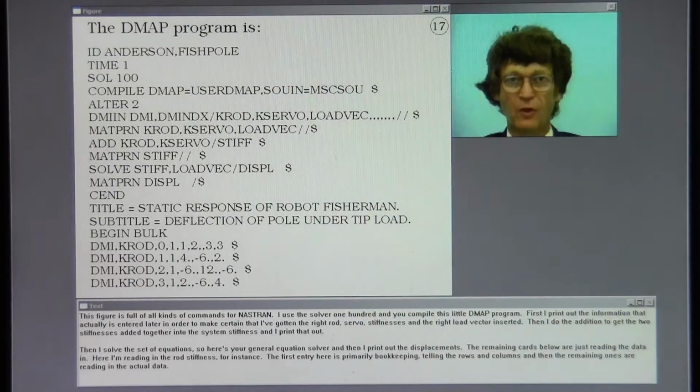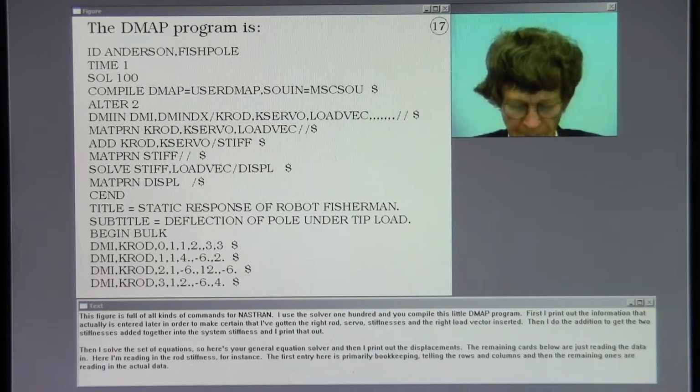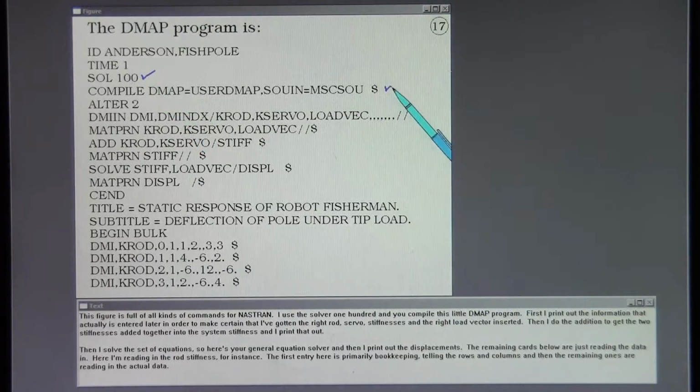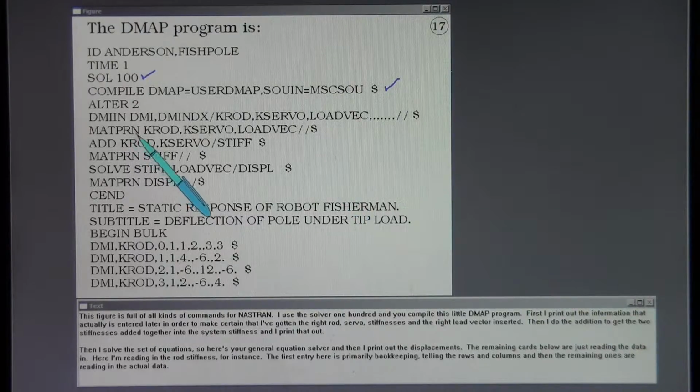This figure is full of all kinds of commands for Nastran. I use the solver 100, and you compile this little DMAP program. First, I print out the information that actually is entered later in order to make certain that I've gotten the right rod, servo, stiffnesses, and the right load vector inserted. Then I do the addition to get the two stiffnesses added together into the system stiffness, and I print that out. Then I solve the set of equations. So here's your general equation solver. And then I print out the displacements.